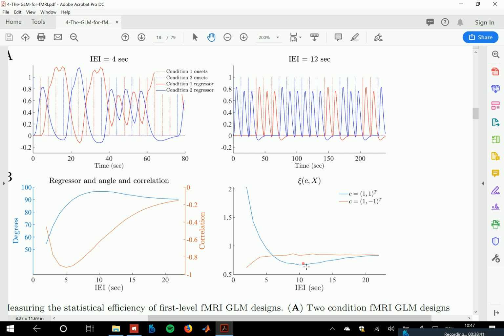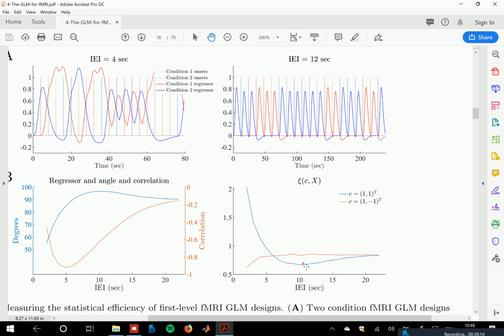So this is an example where the statistical efficiency depends both on the contrast that you're looking at and how far apart you put them. This is only one way to look at this. Of course, you can come up with different criteria, more conditions. Maybe you are not interested in the inter-event interval, but in the order of stimuli, let's say.